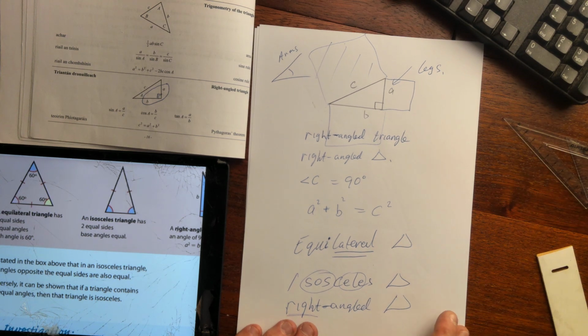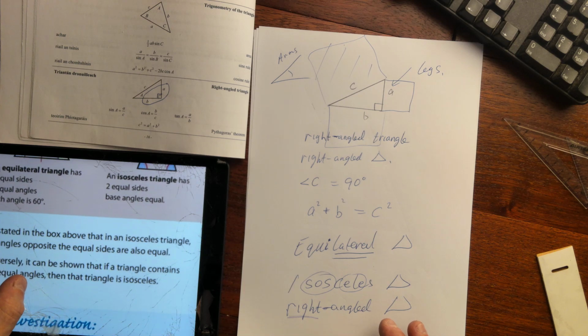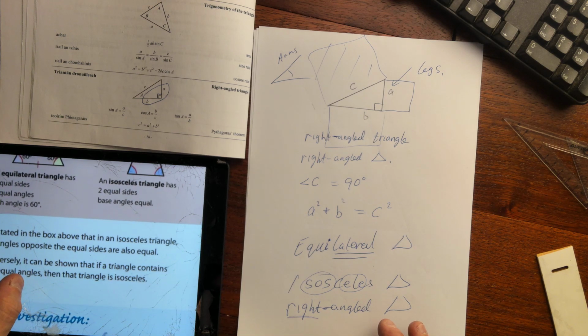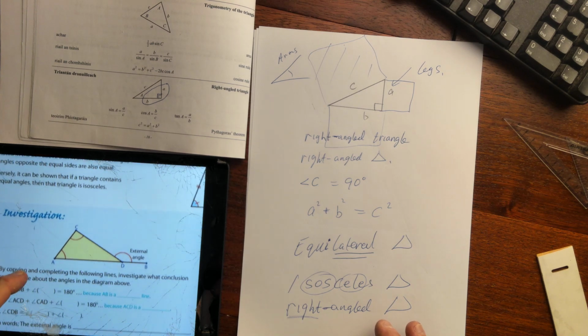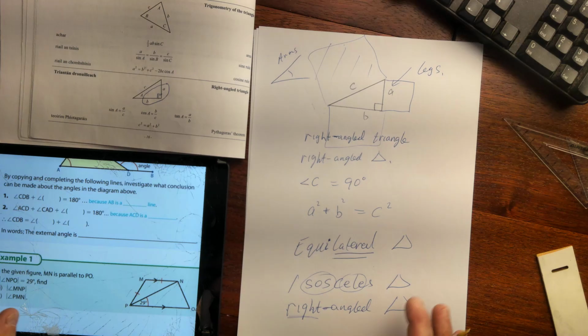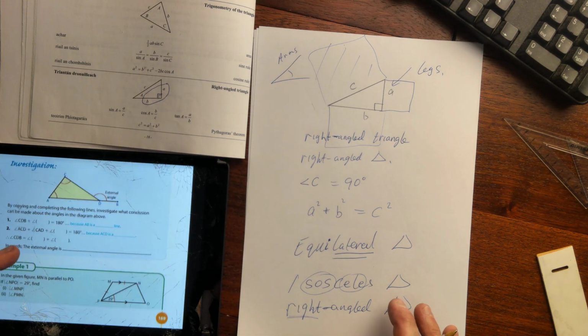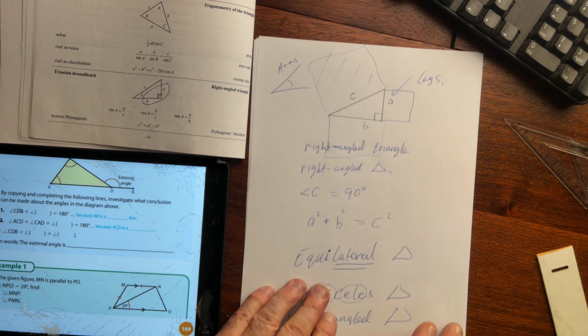I'm going to try to stop misspelling things. I'm a teacher, I shouldn't be misspelling things. It is stated in the box above that an isosceles triangle is not okay. An investigation. So this is the proof that I showed you about the external angle, and we're into an example. Now, does that example continue on the next page? Yeah, but fine. We're going to do this example now.